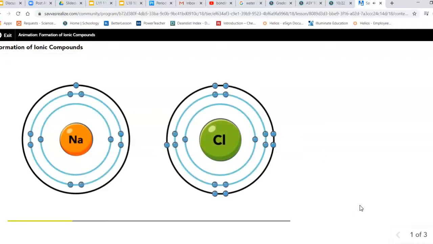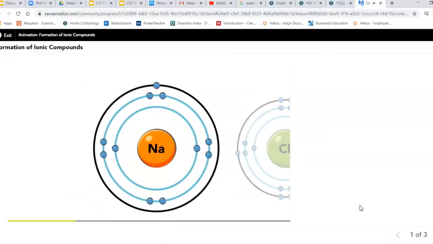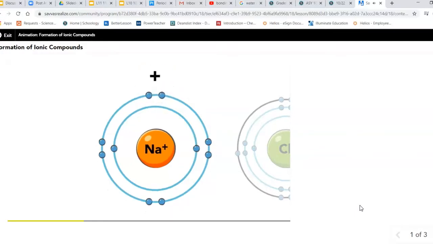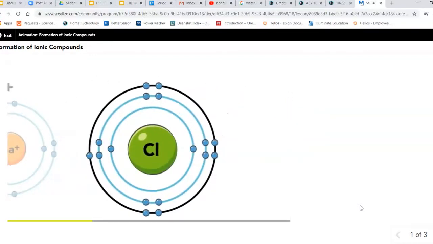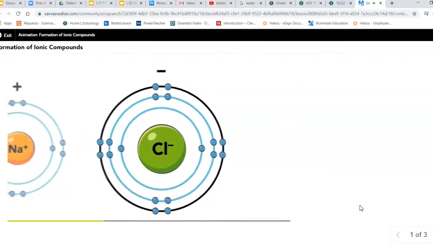Sodium's low ionization energy means that sodium can easily lose its single valence electron, leaving a positively charged sodium ion with a filled valence shell. Chlorine's high electron affinity makes it favorable for chlorine to gain an electron to become a negatively charged chloride ion.